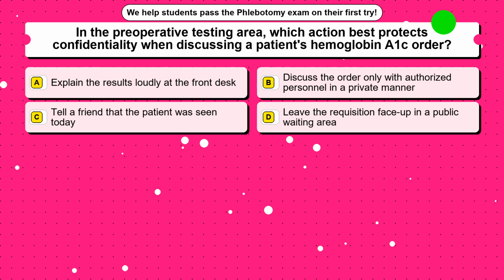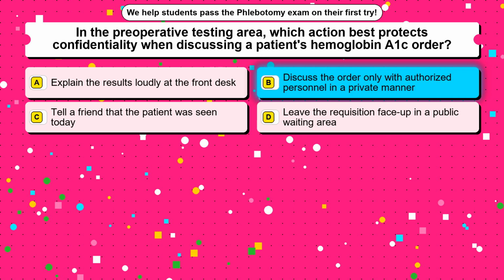Question 10. In the preoperative testing area, which action best protects confidentiality when discussing a patient's hemoglobin A1C order? Option A. Explain the results loudly at the front desk. Option B. Discuss the order only with authorized personnel in a private manner. Option C. Tell a friend that the patient was seen today. Option D. Leave the requisition face up in a public waiting area.